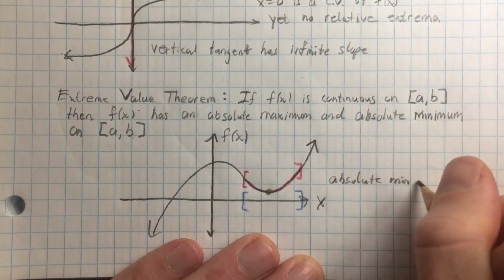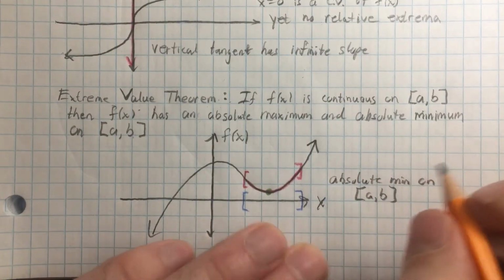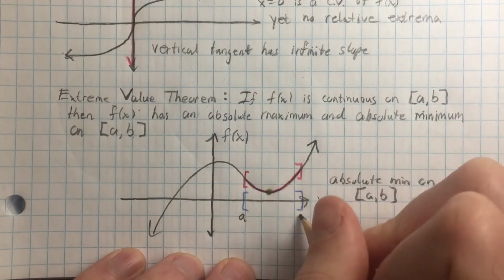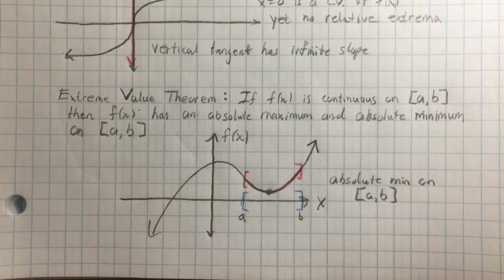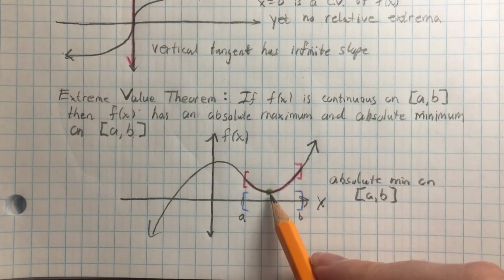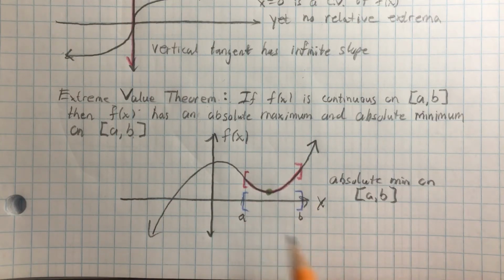Absolute min on A and B. Sorry, I forgot to label A and B. A and B there. Okay. So we have an absolute min on AB, clearly. It's that trough. So again, here, a relative extremum was coinciding with being an absolute extremum as long as I'm looking at this closed interval.